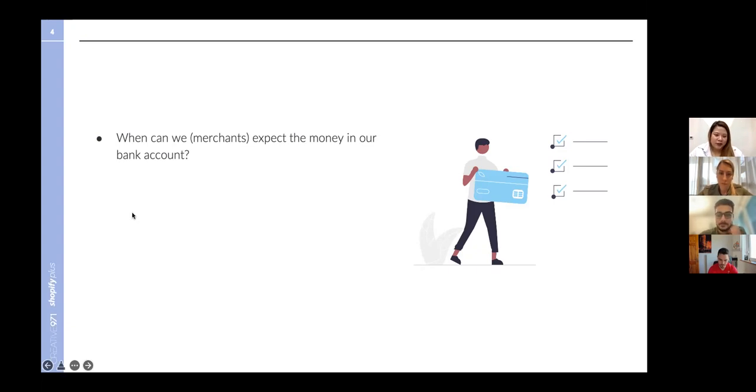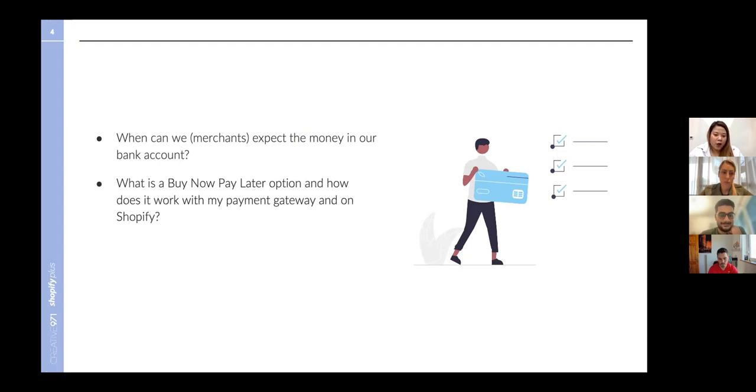So we'll move on to our next question. What is a buy now, pay later option, and how does it work with payment gateways and on Shopify, Zane?